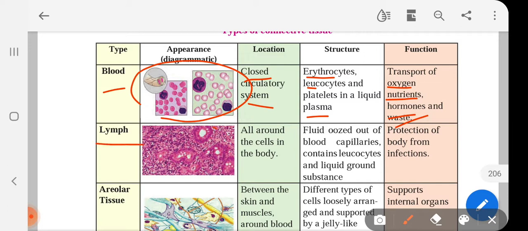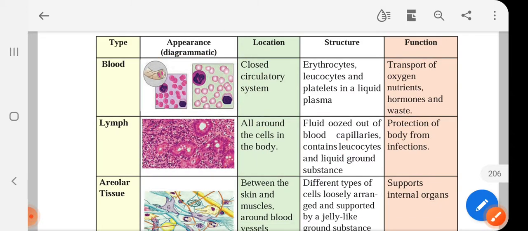Now let's talk about lymph. This is how lymph looks, and it is present all around the cells in the body. The fluid that oozes out of the blood capillaries contains leukocytes and liquid ground substance. Its function is protection of the body from infections. So these are the functions of lymph.